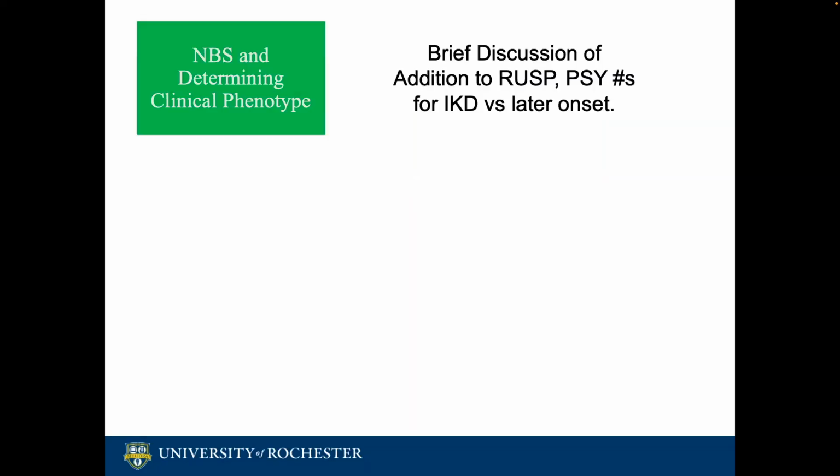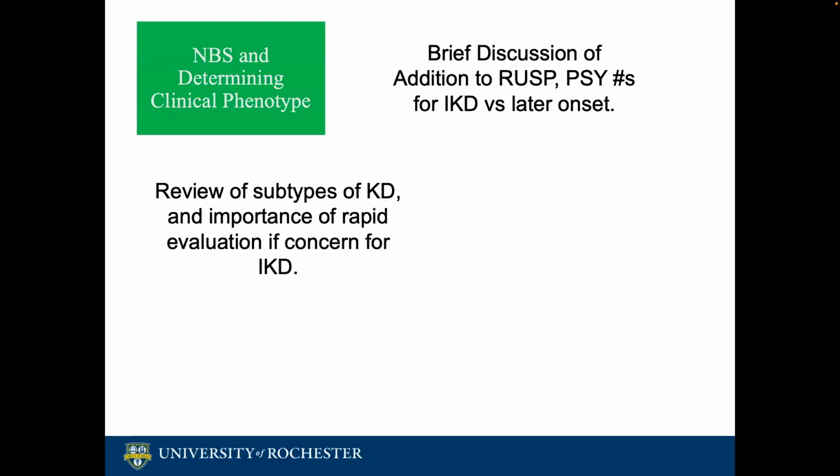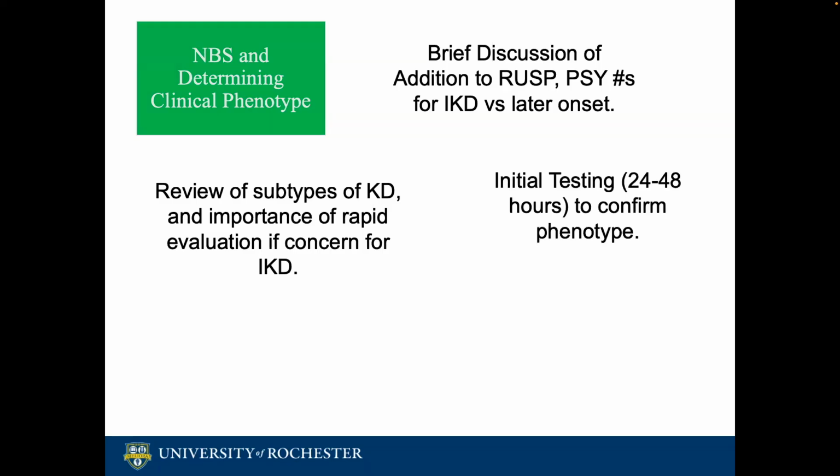So going through each of these sections very briefly, we start by talking about the newborn screen, just teaching a little bit about the Krabbe newborn screen, the addition to the psychosine numbers for the different forms, as well as a very brief, this is really geared towards infantile Krabbe disease and the protocol for follow-up of IKD, since that's the most urgent. But we've just very briefly kind of go through the subtypes of Krabbe disease and the importance of that rapid evaluation.